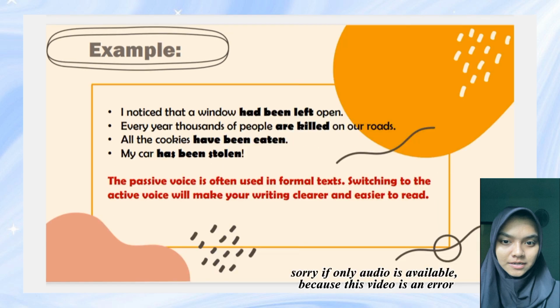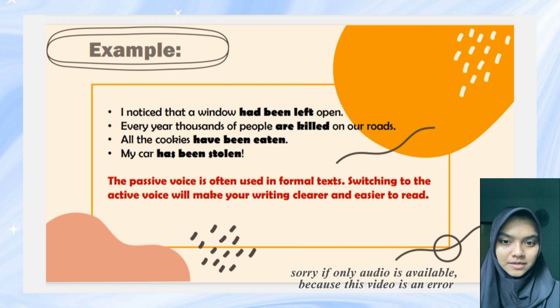Example 2. I noticed that a window had been left open. Every year, thousands of people are killed on our roads. All the cookies have been eaten. My car has been stolen. The passive voice is often used in formal text. Switching to the active voice will make your writing clearer and easier to read.